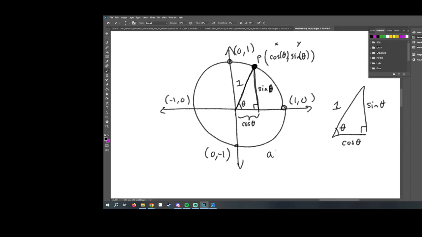that says if this is A and this is B and this is C, right, then we would say A squared plus B squared equals C squared. This is called the Pythagorean theorem.